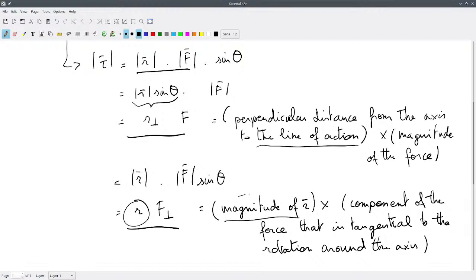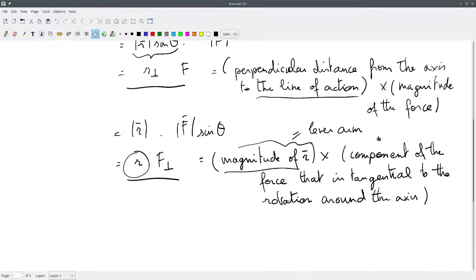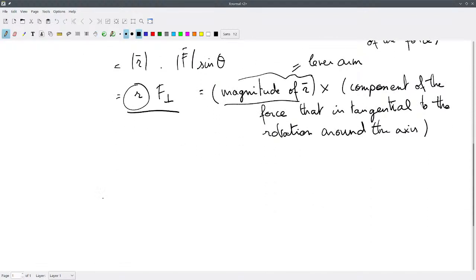So that's equal to the lever arm times the component of the force that is perpendicular. So if we wanted to do that graphically, let's say we have a point here, that's our axis, let's call that our origin. We have a vector R in this direction, and at this point there's a force F that applies. So first of all, in which direction is the torque going to be?